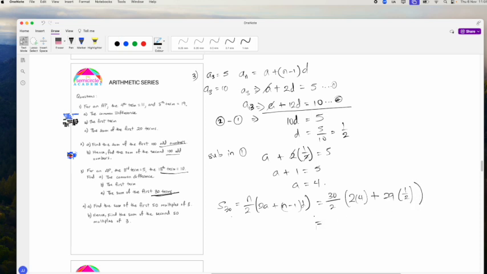And so this works out to be 29 divided by 2, plus 4 2s are 8, multiply by 15, and I get 337 and a half.